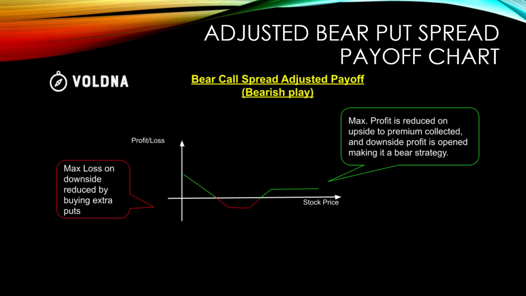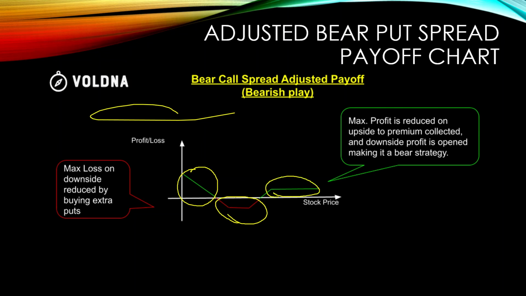So what will be the payoff chart in case you turn your bull put spread into a bear play? Now instead of being a net credit put seller, you are now a net buyer of the put options. So what will happen is, now your downside profits are open, your maximum loss is limited on the downside, and your upside losses are also limited in case the stock goes up. So I think this was a good adjustment.